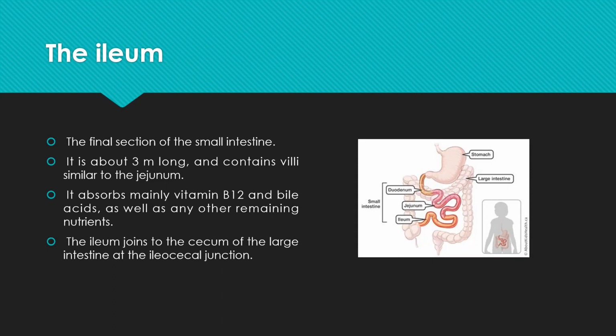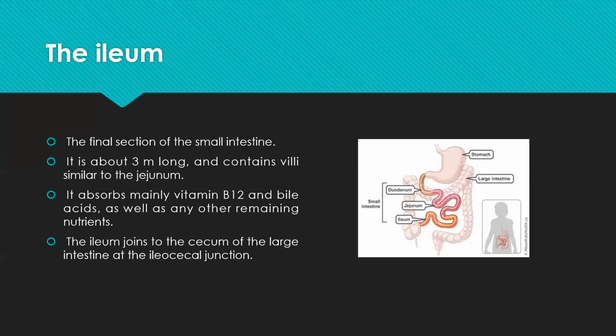Because of the presence of the villi, these two areas increase the surface area. And mainly the ileum absorbs vitamin B12 and the bile acids, as well as any other remaining nutrients. The important nutrients, like vitamin B12, are absorbed in this part of the small intestine. And this ileum joins to the cecum of the large intestine, mainly at the ileocecal junction.